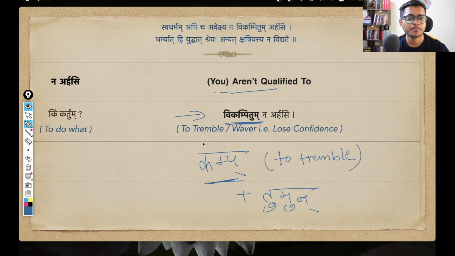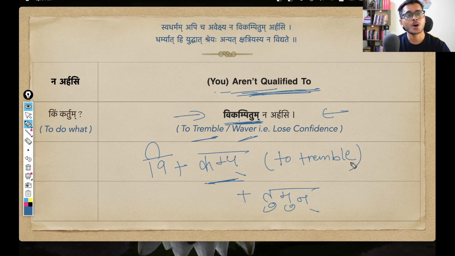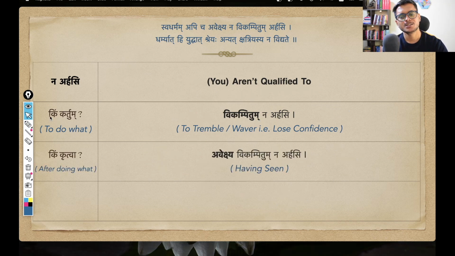And the entire vikampitum, why? Because vi, this is the prefix here. So vikampitum. Basically the meaning is same, to tremble or to waver. That is in the context of the shloka, to lose confidence. And see, with this you aren't eligible to, you aren't qualified to do this thing. With this, Krishna is telling Arjuna that you ought not to, you must not, you should not. It does not suit you. In that sense, he's saying that you should not lose confidence, you should not tremble, you should not waver like such. This does not suit you. That is why he's saying Vikampitum na arhasi. Okay, so far this is what we have.